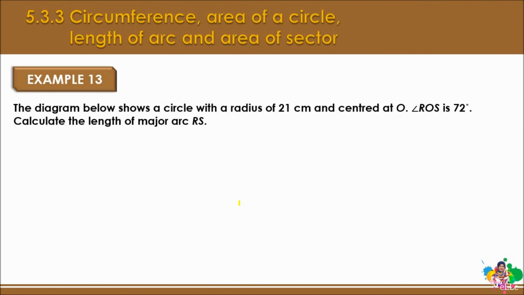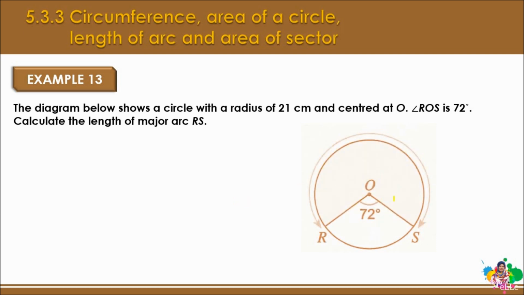Next, example 13. The diagram below shows a circle with radius 21 cm, centered at O. Angle ROS, this angle is 72 degrees. Calculate the major arc. Now you want to find the major arc. So you cannot refer to this angle. You must refer to the other angle, on this side.